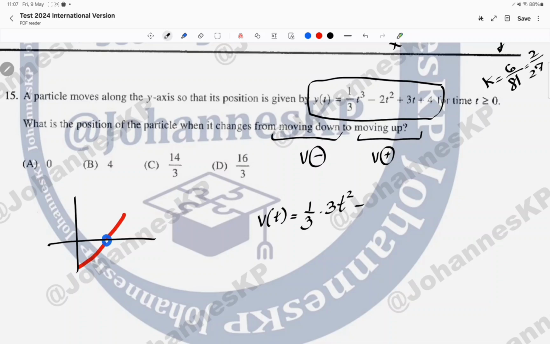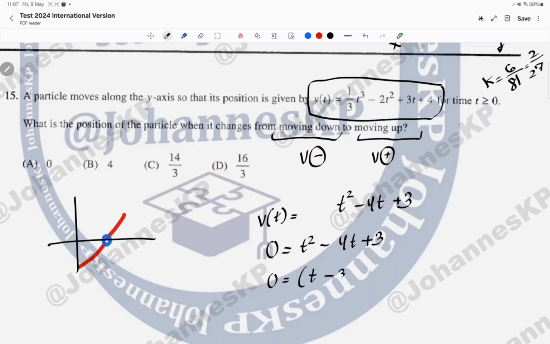What's the derivative of 4t plus 3? 1 over 3 times 3? That's like 1. Now you can equalize your velocity to 0 to see at what time will the velocity become 0.